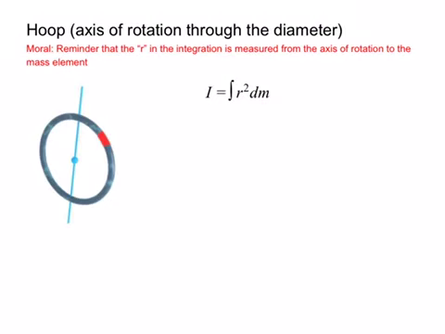For our next one, we have a hoop rotating about an axis in line with its diameter. So think of a hula hoop again, but this time it's being spun around like a coin. Here we're going to call this r prime for the integral, so we're going to get a prime in there. And the moral of this one is an important one. It's to remind you that r is actually a distance away from the axis of rotation.